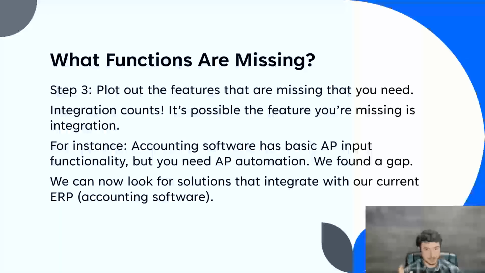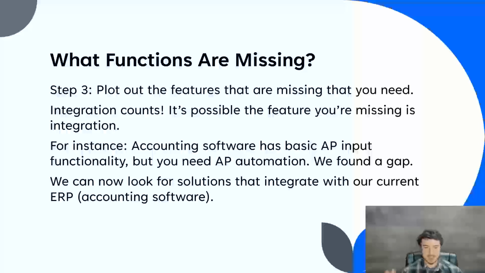And then integration counts for one of these. So it's possible the feature you're missing is just integration. It's possible that our project management software does not talk to our ERP, and the only thing that we're missing is just integration. That can be a feature. It's possible we can get a bolt-on software for that, or they have ways of talking to each other, and we just need to do that.